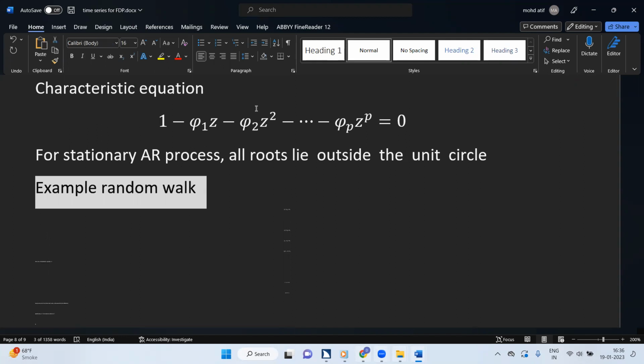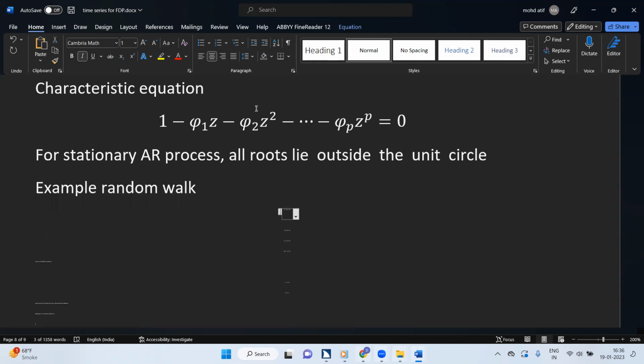Let me quickly talk about what a random walk process is. yt is equal to yt minus 1 plus ut. It simply says that a variable yt today is what y was yesterday plus a pure white noise random term.